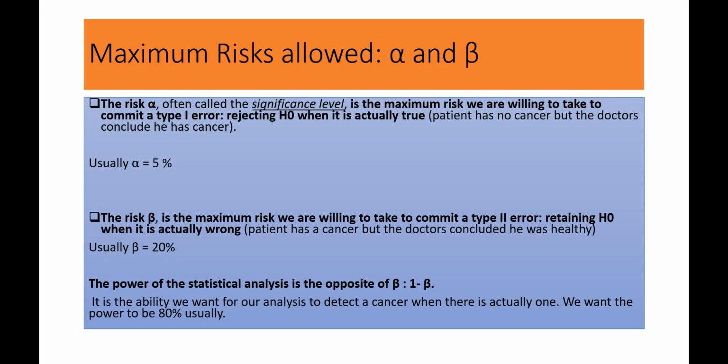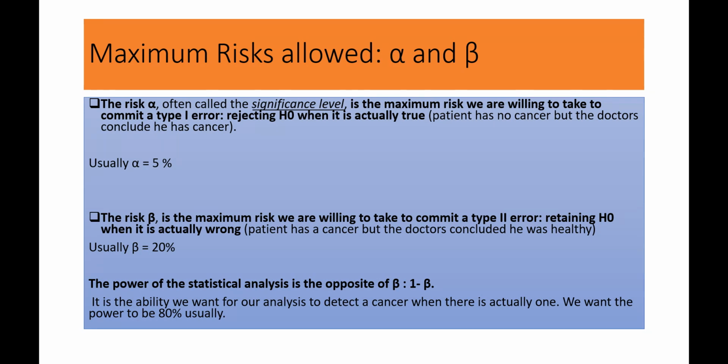So the maximum risks allowed, what are they? The risk alpha that we called the significance level. It is the maximum risk we are willing to take to commit a type 1 error: rejecting H0 when it is actually true. Okay? So that's the type 1 error, but alpha is the maximum risk you are willing to take to commit a type 1 error. That maximum risk is 5% usually.